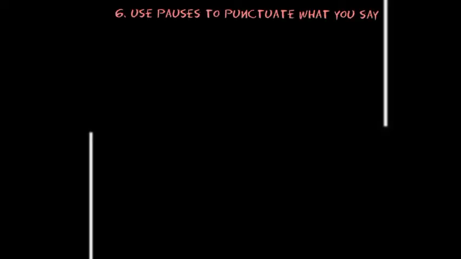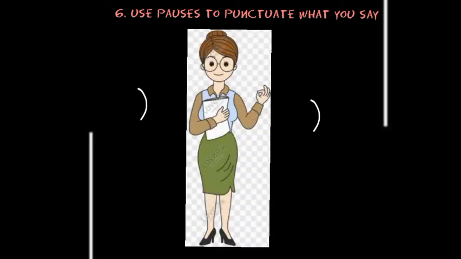Number 6. Use pauses to punctuate what you say. If the teacher speaks without punctuation in the class, students will be very confused. One of the main ways to provide this spoken punctuation is to make very short pauses before each change in the use of language form, for example, instruction to example. These pauses are an important feature of the way the teacher uses language in the classroom.